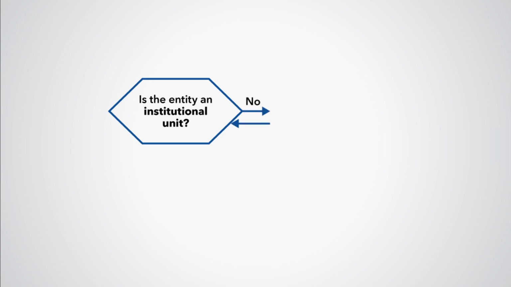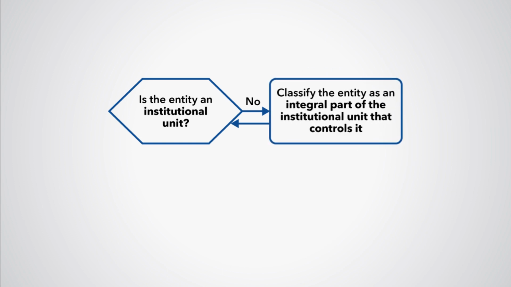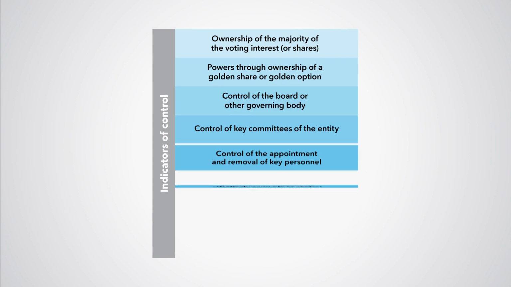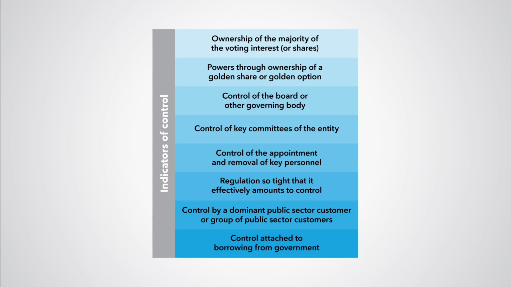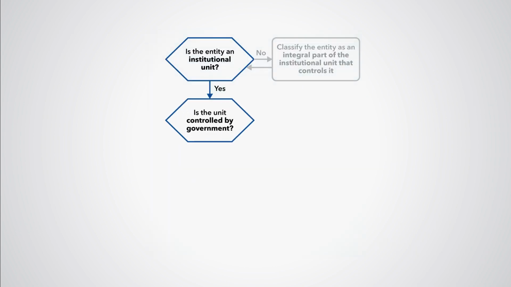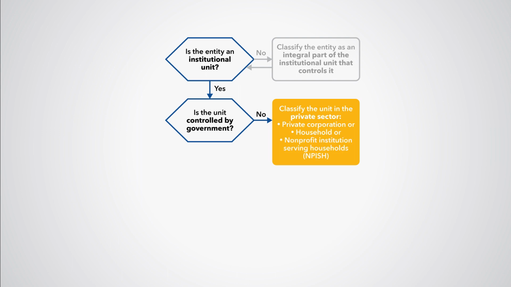If it is not an institutional unit, the entity is classified as an integral part of the unit that controls the entity, the parent unit. If the entity is an institutional unit, then we ask, who controls the unit? The indicators of control help decide whether it is controlled by the government, by another public corporation, or by the private sector. If it is controlled by the private sector, the entity is classified either as a private non-financial corporation, a private financial corporation, a household, or a non-profit institution serving households.